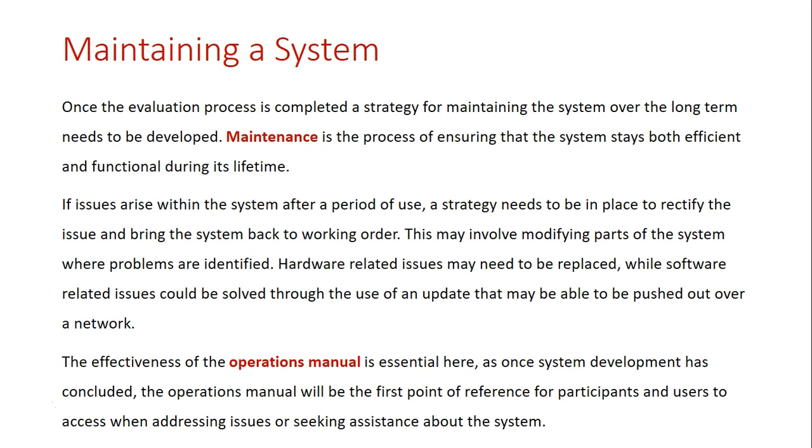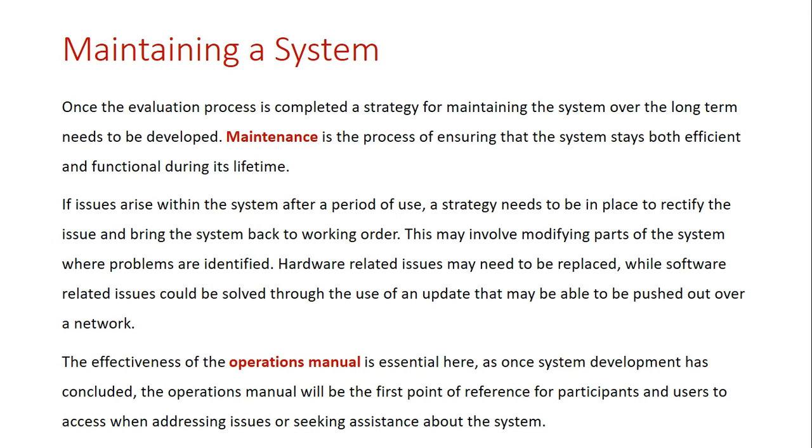Also, it's important to recognize at this stage the importance of the operation manual here, as once the system development has concluded, the operations manual is the first point of contact for managing issues. So the operation manual should have troubleshooting guides, should have procedures, should have diagrams, and anything that will aid the actual participants in using the system, because you as the project team are no longer there.